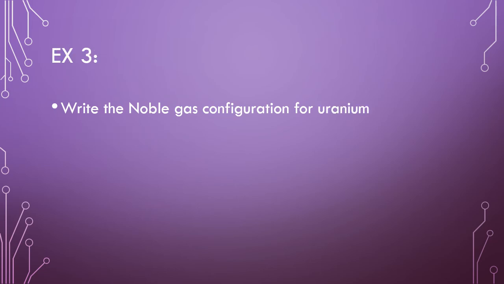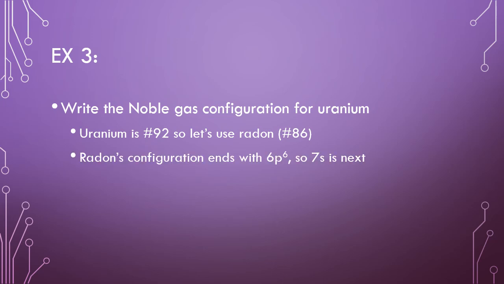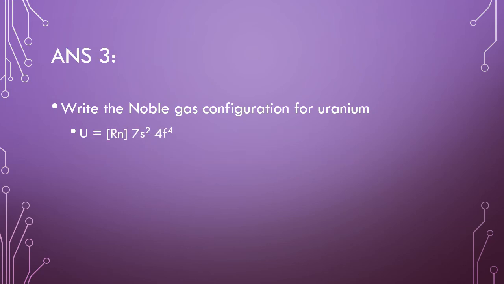Let us write another example using a member of the F block. Write the noble gas configuration for uranium. Uranium is atomic number 92, and so we will use radon, atomic number 86, as its noble gas. That means that there are 6 additional electrons that we must find homes for. Radon's electron configuration ends with 6p6, and so the next available orbital will be 7s. Uranium's noble gas configuration is radon 7s2 5f4.